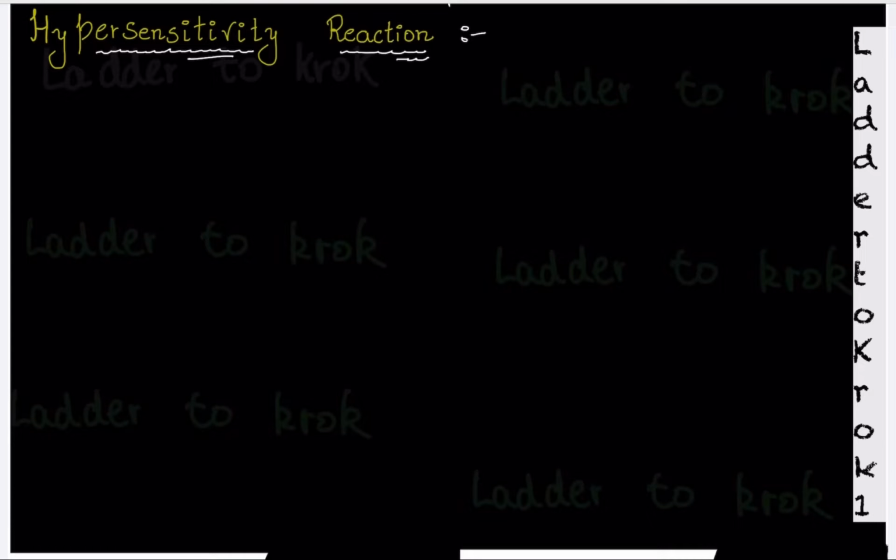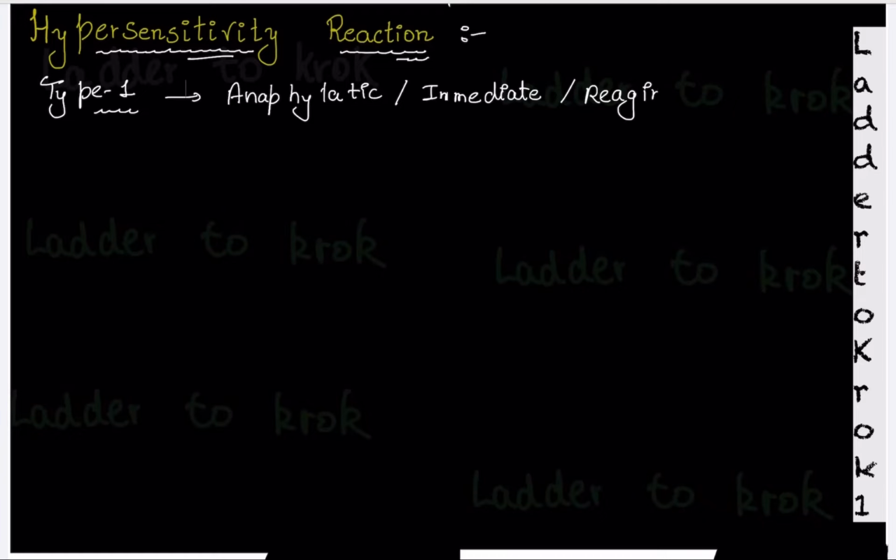Hello guys, now we are going to discuss hypersensitivity reactions. There are four types of hypersensitivity reactions. The first one we will discuss is type 1 hypersensitivity reaction. It has many names, like anaphylactic, immediate, or reaginic reaction. What happens in this type of hypersensitivity reaction?